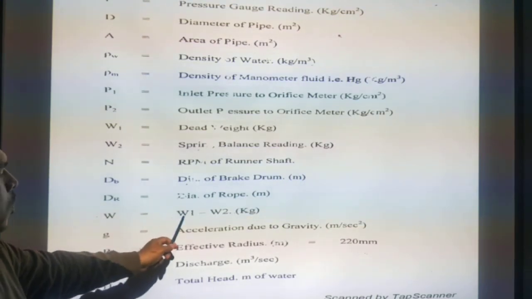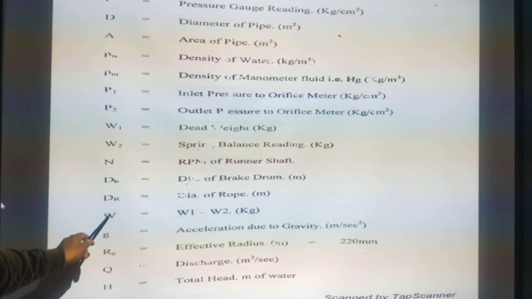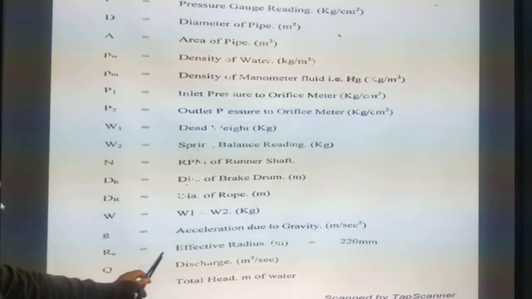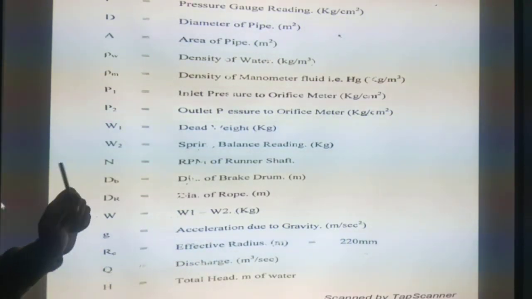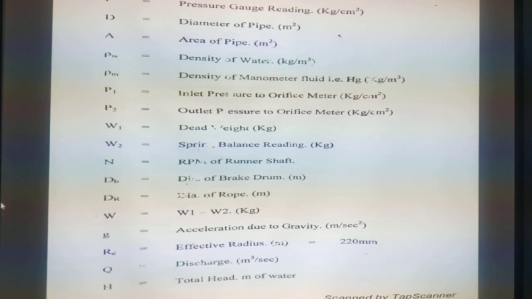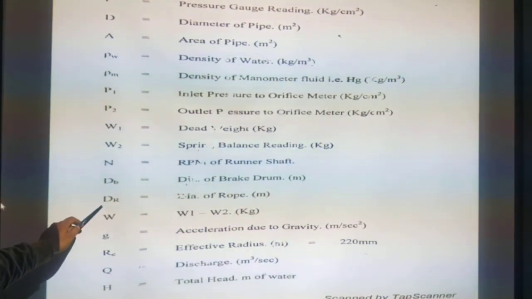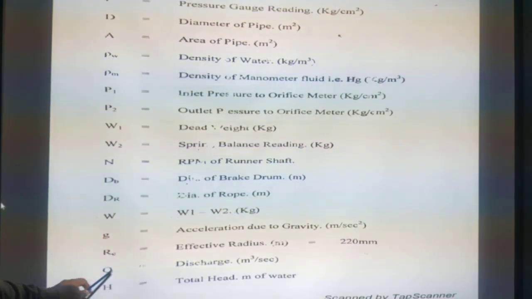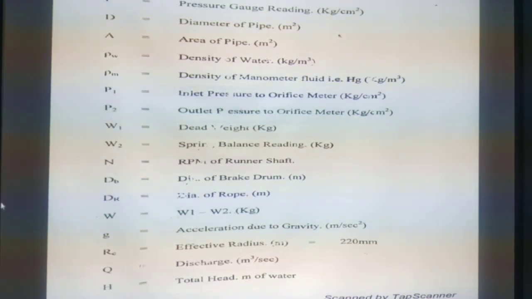Next, W, W1 minus W2, the difference between the two spring balances, the total load W. g equal to acceleration due to gravity. R equal to effective radius. R equal to dB plus 2dr divided by 2. Similarly, we have done it for the Pelton turbine. Next, Q equal to discharge, H equal to total head in meter.